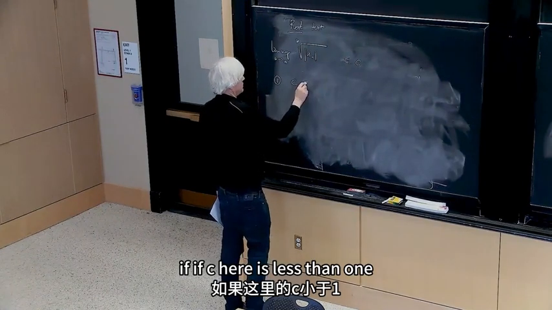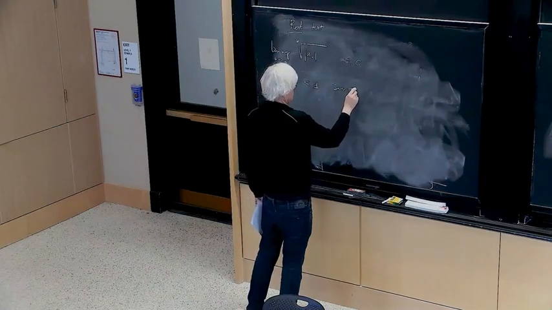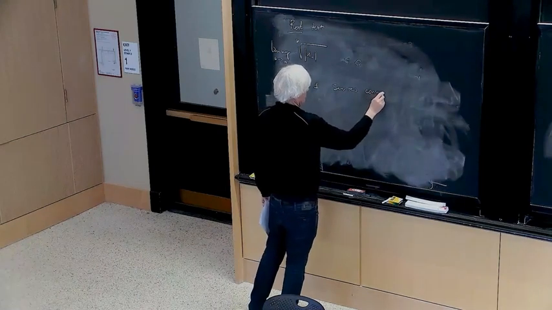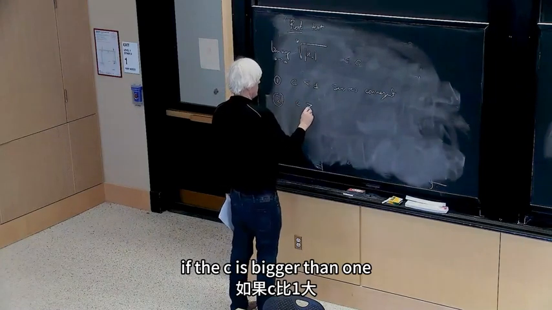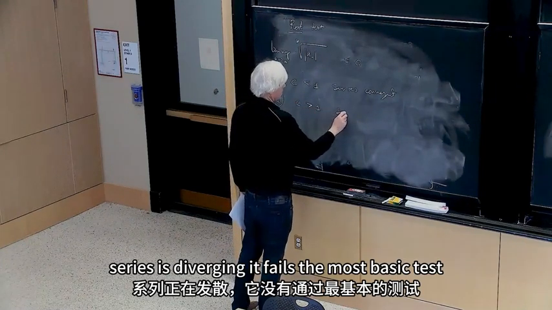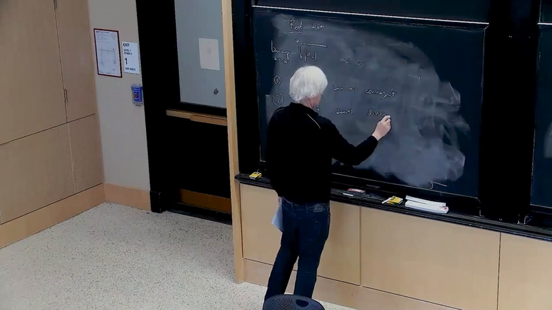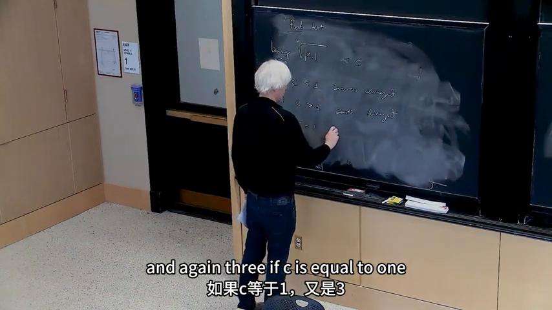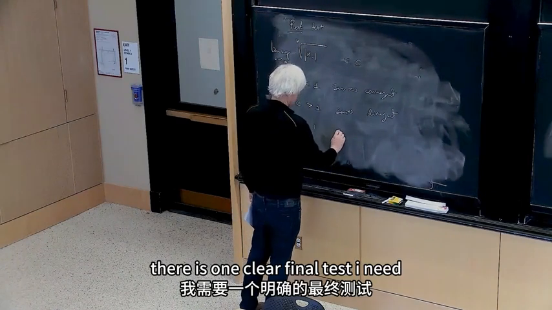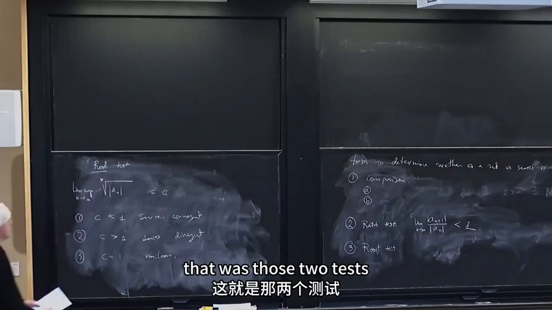If c here is less than 1, then the series is convergent. If c is bigger than 1, the series is divergent. It fails the most basic test. And if c is equal to 1, then it's unclear, and further tests are needed. Okay, those were the two tests.